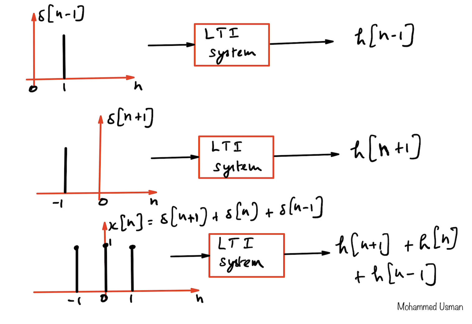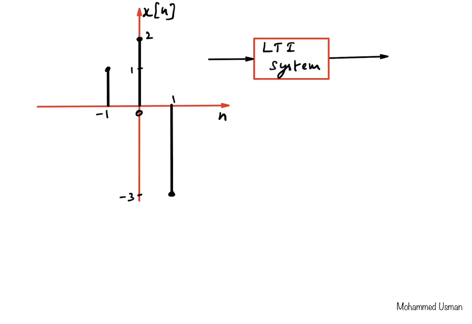So now we are going to introduce some scaling factors to these deltas. For example, we are going to multiply this delta of n plus 1 with some number, this delta of n with some other number, and this delta of n minus 1 with some number, and those multiplying factors could be positive or negative.